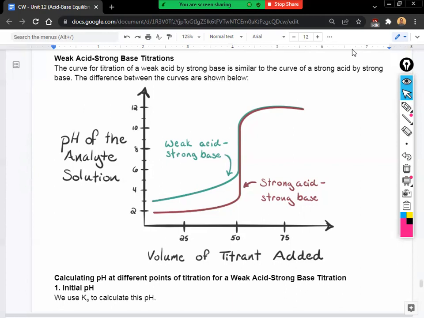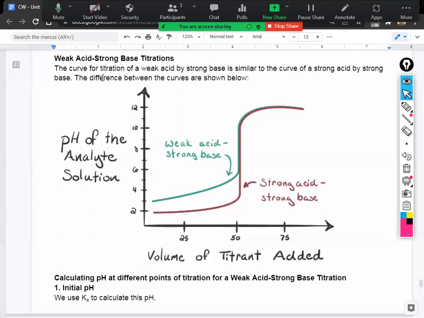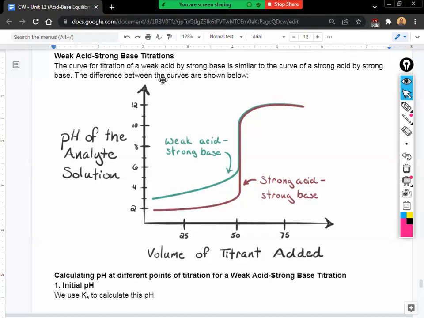Strong acid, strong base, not so much. There's more of a change. All right. Make sense? Can we move on? Please let me know if I'm going too fast.